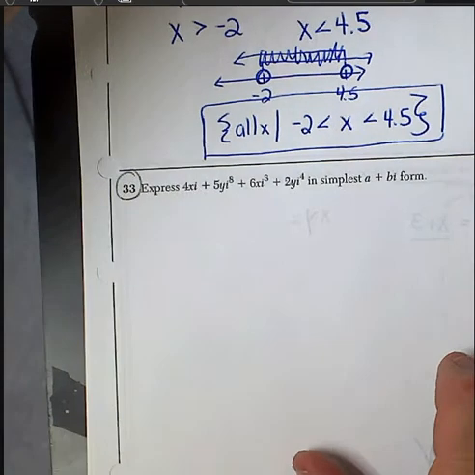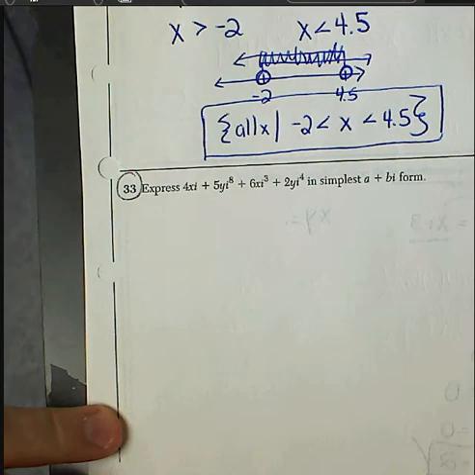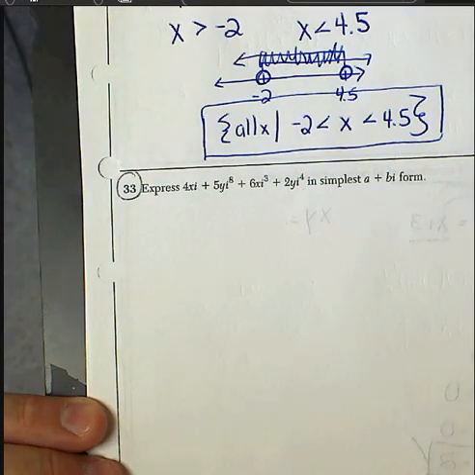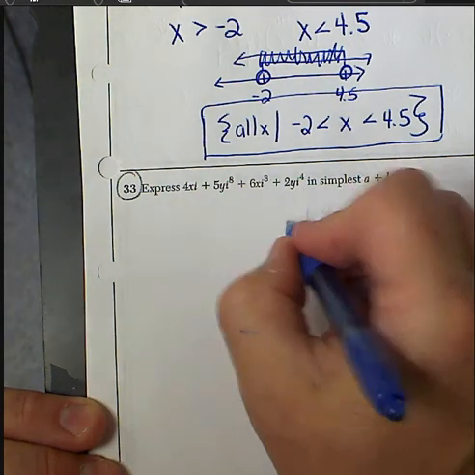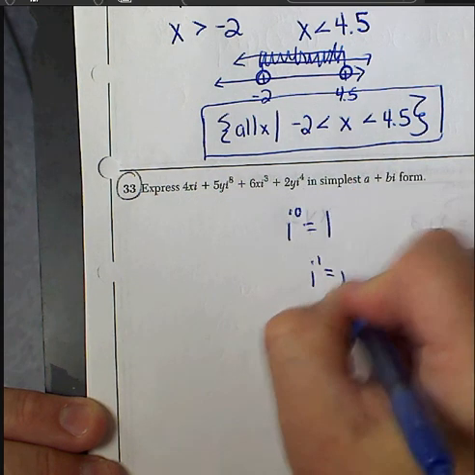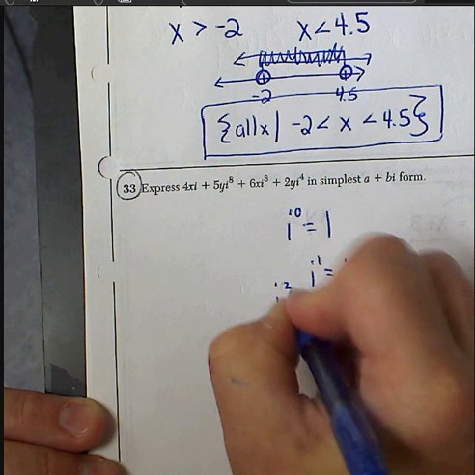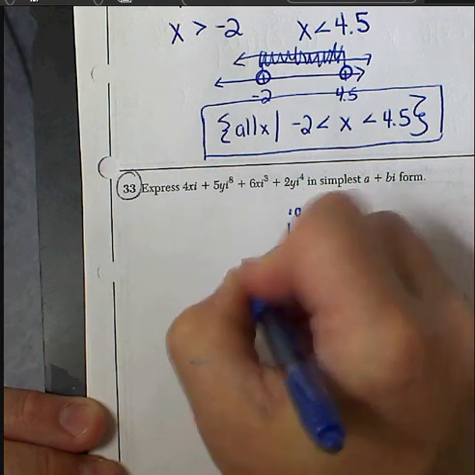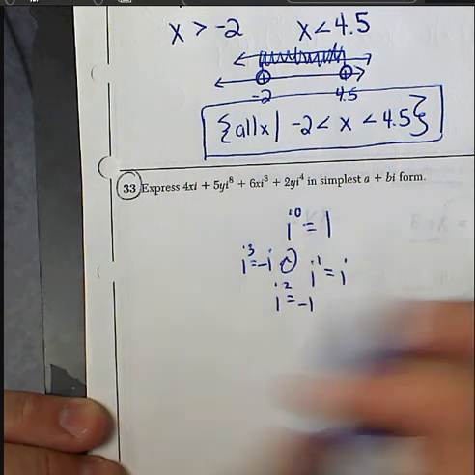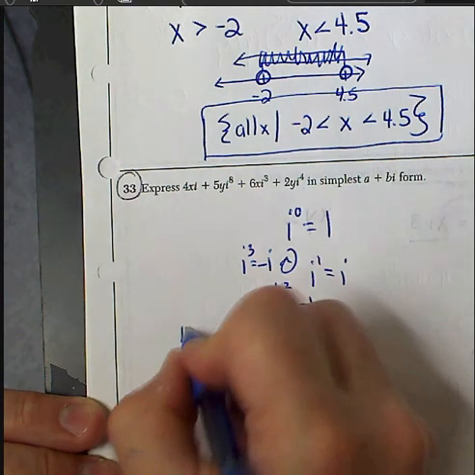Question 33. Express 4xi plus 5y i to the 8th and so on in simplest a plus bi form. Remember, you have that i chart. i to the 0 is 1. i to the first is i. i squared is negative 1. And then i cubed is negative i. We're going to go around. So 4xi is going to stay.